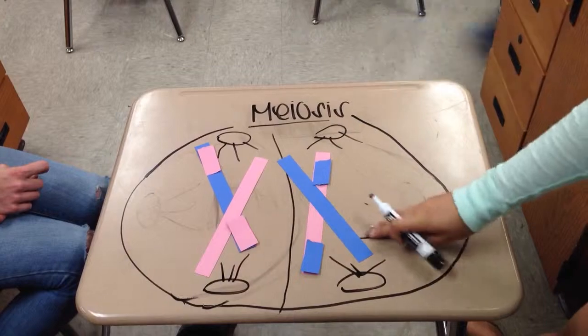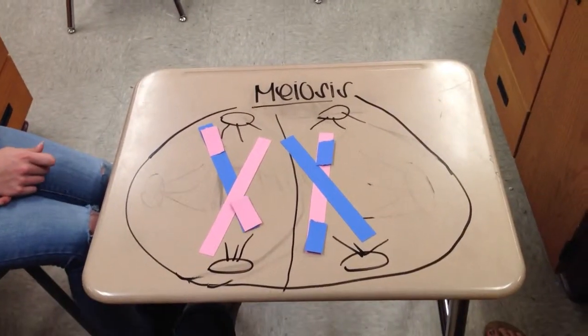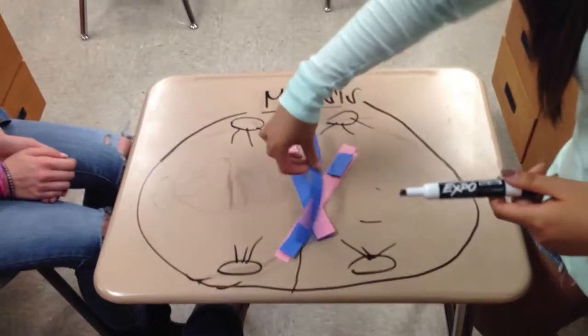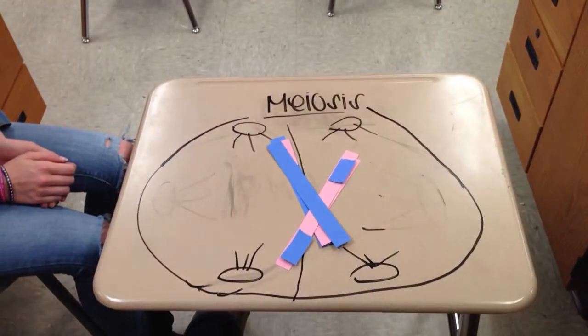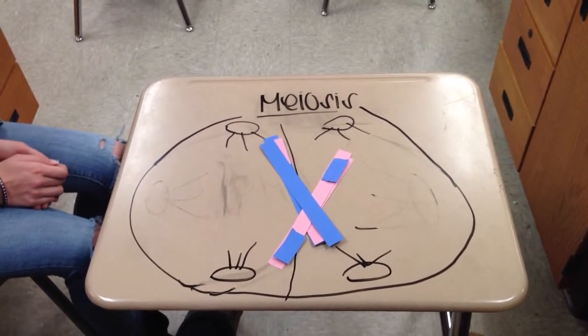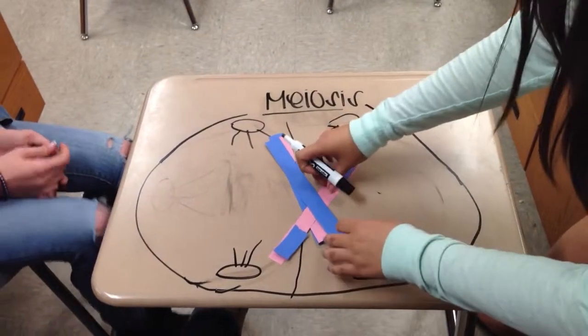In metaphase 2, the chromosomes line up at the equator and the spindle fibers attach to the centromeres. The centromeres divide and move to the opposite poles in anaphase 2.